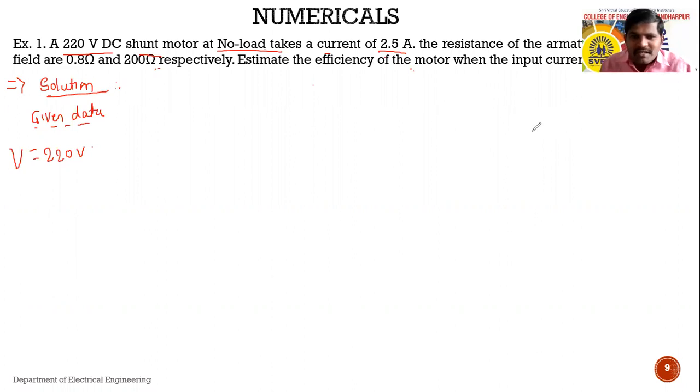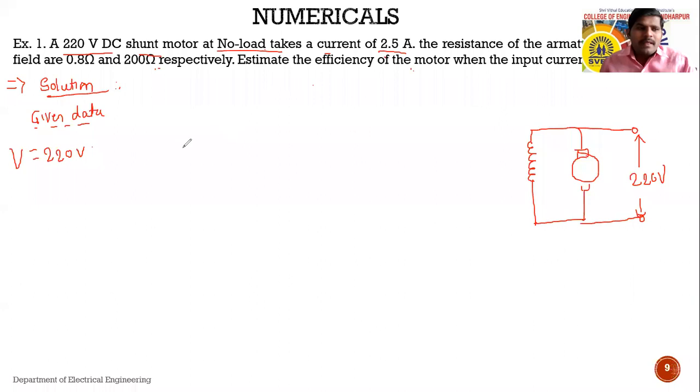I will draw the shunt motor here. Here it is the field winding of the machine. This one is the armature of the motor, and a supply is given to the machine. It is nothing but 220 volt, right? 220 volt supply is given. Now see, supply voltage is given, 220.